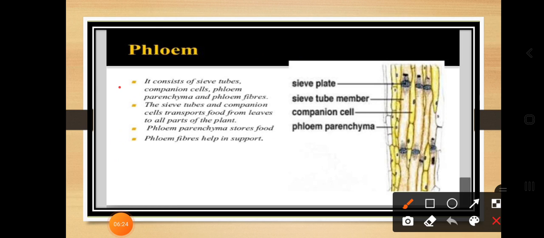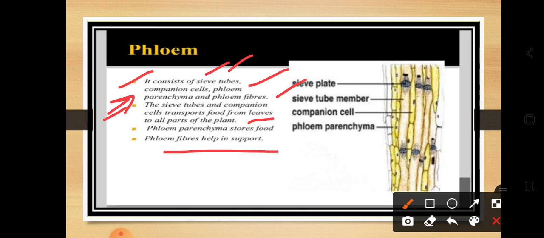Phloem consists of sieve tubes, companion cells, phloem parenchyma and phloem fiber. So the sieve tubes and companion cells transport the food from the leaves to all the parts of the plant, and the phloem parenchyma stores food and phloem fibers help in support. Already we have discussed these 4 points.